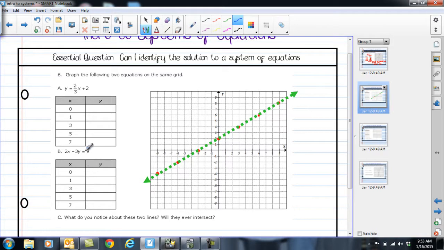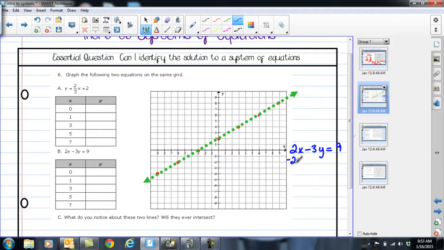Then we'll do graph B. Now graph B, 2x minus 3y equals 9, that's not in slope-intercept form. I can't graph it as it is. I'm going to have to take this equation, 2x minus 3y equals 9, and I'm going to have to solve for y. So we have to go back to first semester, remember some things.